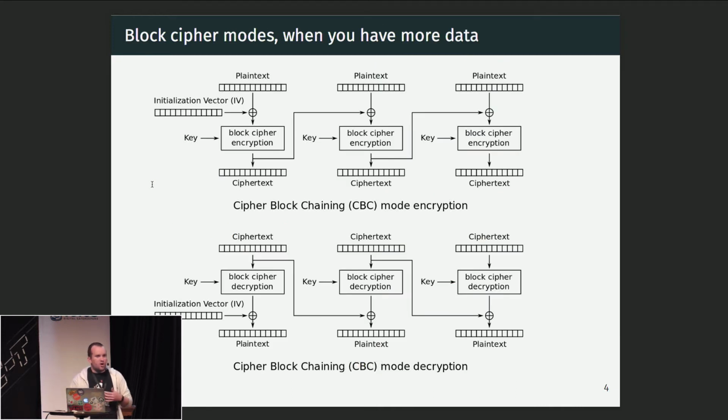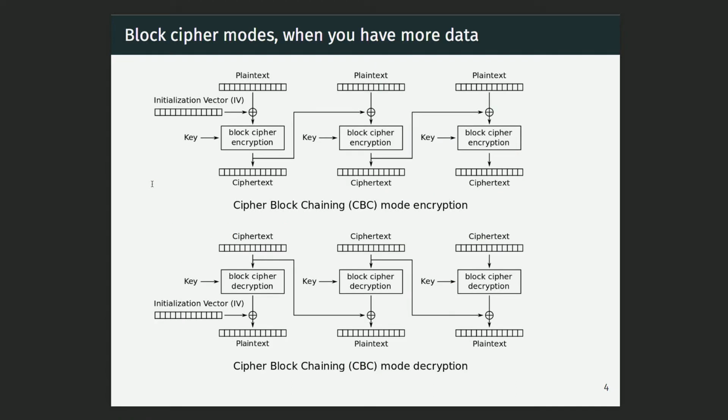But often you want to encrypt more than 16 bytes of data. So what do you do then? You use what's called a block cipher mode, where you chain together multiple uses of this algorithm to be able to encrypt larger pieces of data in a secure fashion. One very common such mode is CBC, the cipher block chaining mode. And this is a diagram of the encryption and decryption under CBC.